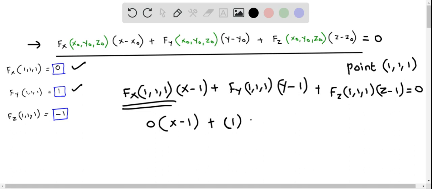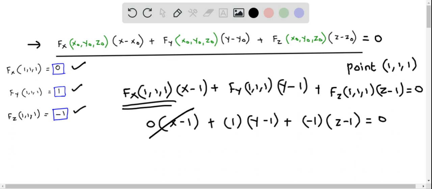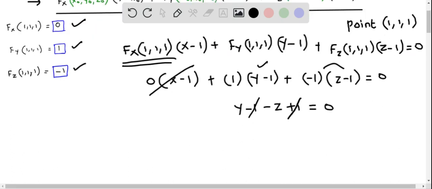So this becomes 1 times (y minus 1), plus the partial derivative of f with respect to z at the point (1, 1, 1), which is negative 1. So it becomes negative 1 times (z minus 1). Now let's simplify this. This is 0, and this factor is 1 times (y minus 1), which is y minus 1. And here we have to distribute this negative. So it becomes negative z, and negative 1 times negative 1 is positive 1, and this equals 0. We have negative 1 and positive 1. These two get cancelled. So we have y minus z equals 0.